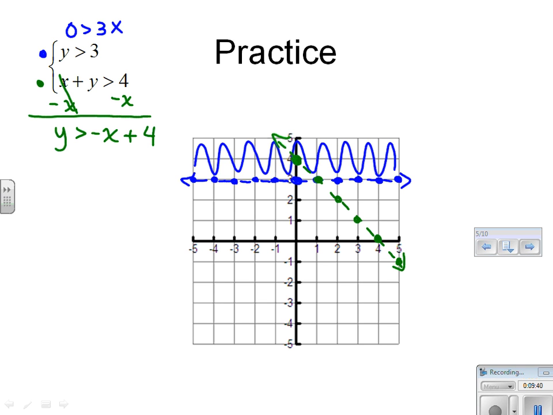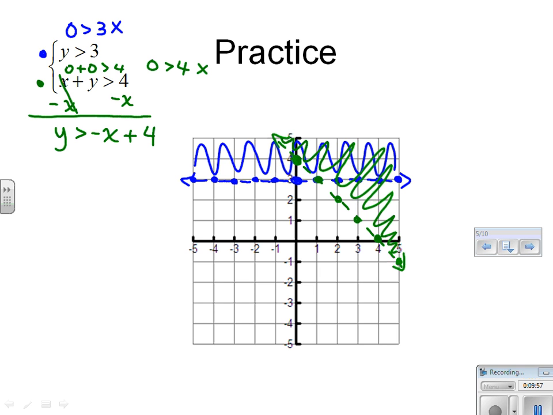Or I could try plugging in a test point like 0, 0. If I plug in 0, 0, I end up with 0 is greater than 4, which is not true. So I do not want to include 0, 0. So I shade the other side of the line, or above the line.